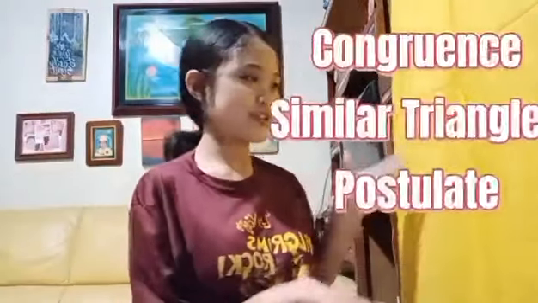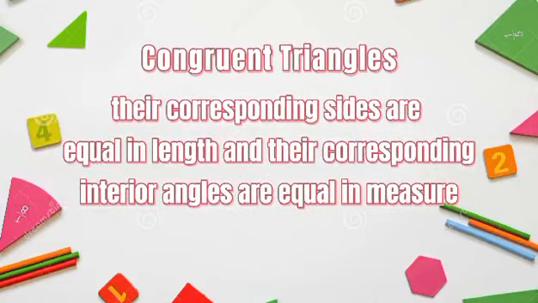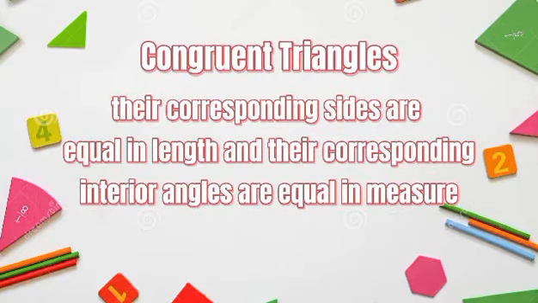Okay, these words are connected to our topic today, and I'm going to tell you the meaning or the definition of these words. First one is congruence. Congruence means two triangles are congruent if their corresponding sides are equal in length and their corresponding interior angles are equal in measure. We use this symbol to show congruence.